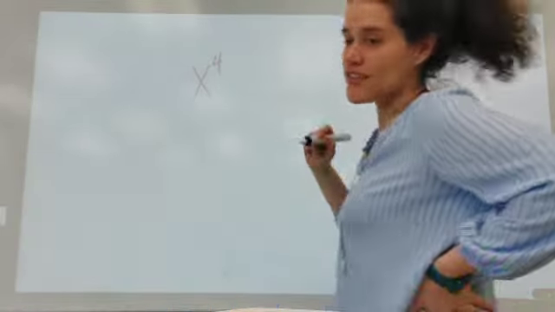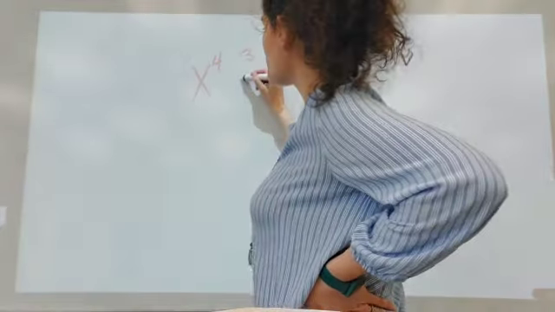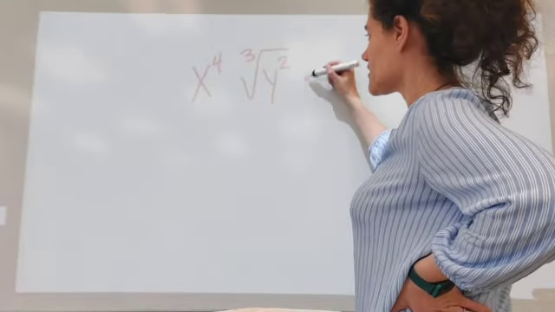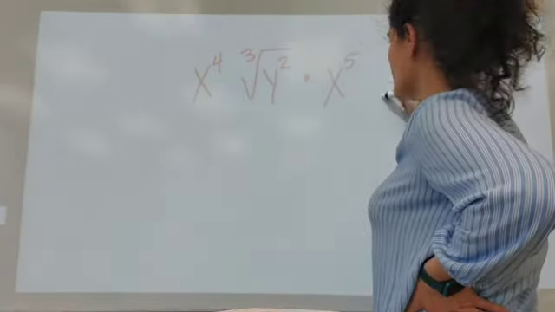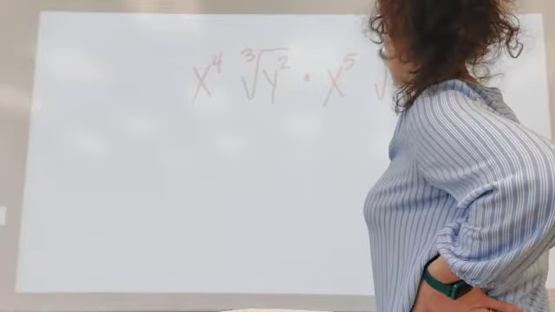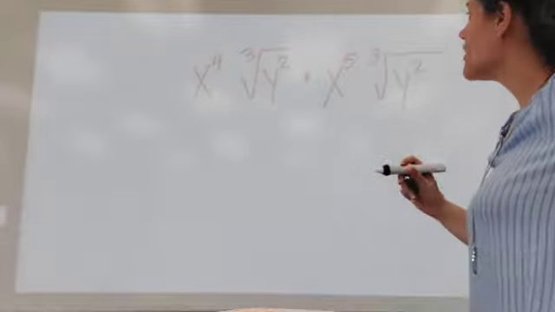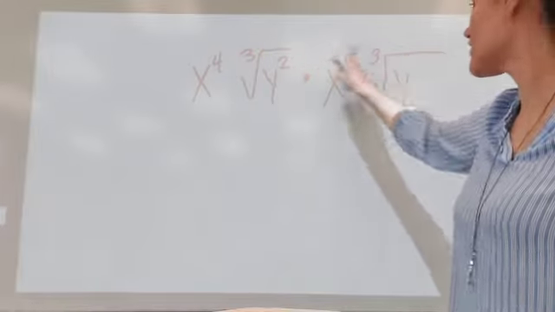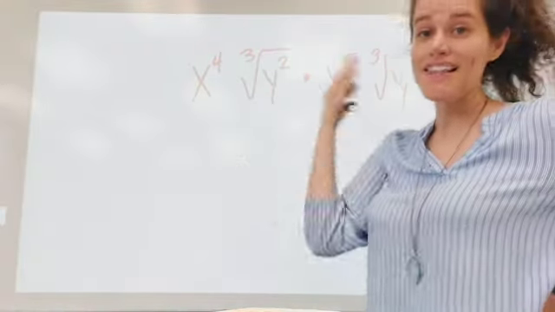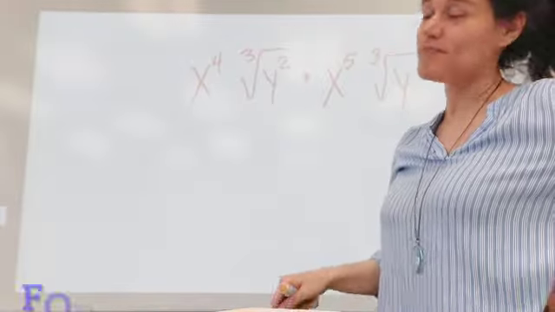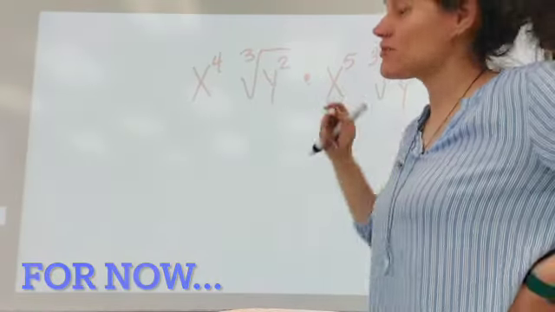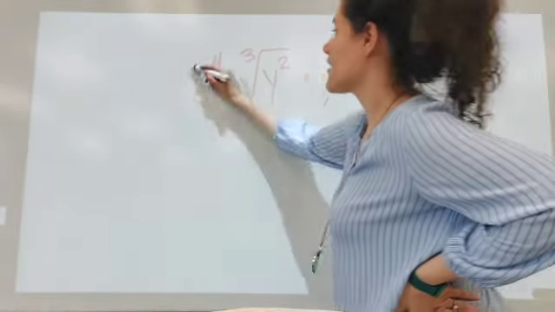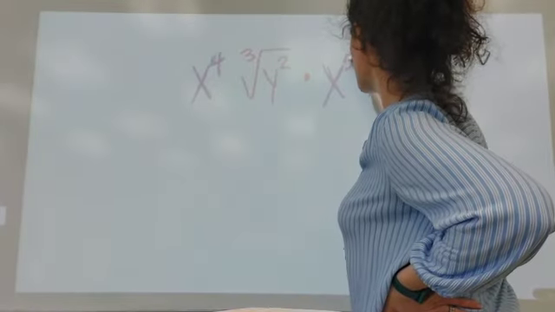I've got x to the 4th cube root of y squared, and I'm going to multiply that by x to the 5th, the cube root of y squared. Actually, we can even just make this a y, because it doesn't matter with multiplication if the radicands match. The only thing that needs to match is the indices. So now I'm gonna use the multiplication rule where I multiply the outsides together. So x to the 4th times x to the 5th.